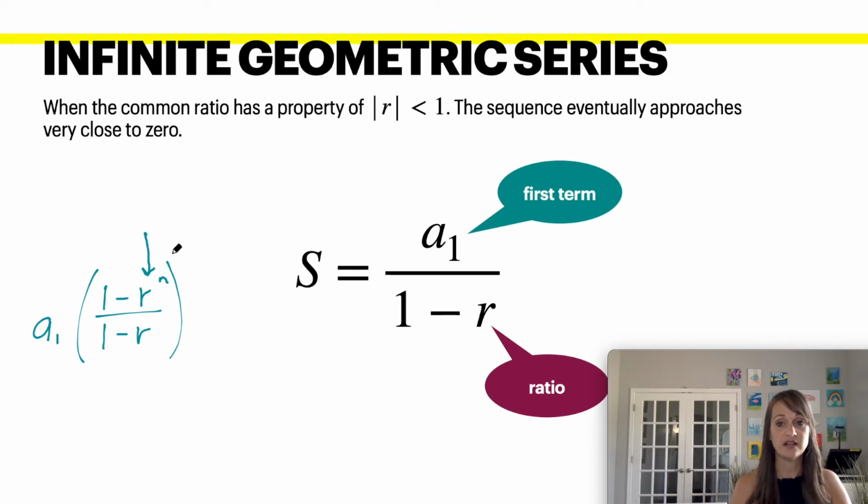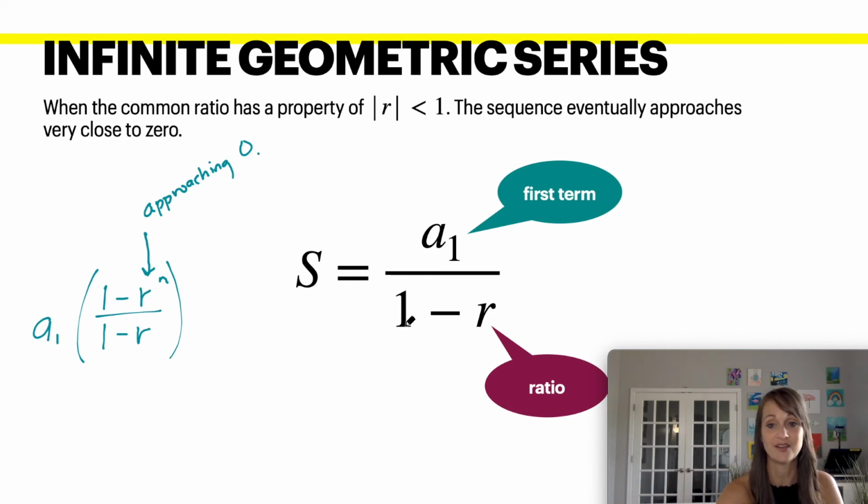1/2 raised to the 1,000th has so many zeros in the decimals, like it's not even funny. Which means this is approaching 0. It's so insignificant it doesn't matter. So you're left with the 1 on top and then just the 1 minus r on bottom, which is actually how you get this. The first term times the numerator is actually just the first term, divided by 1 minus r.